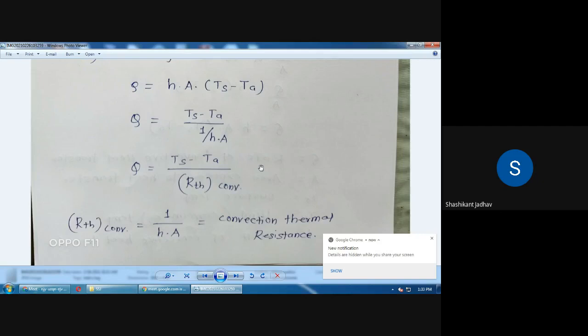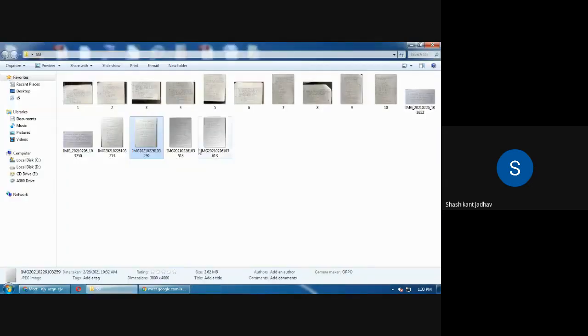So this is the law which is related to convection. Now we have to solve these two simple problems on Newton's law of cooling. Write down the first problem.